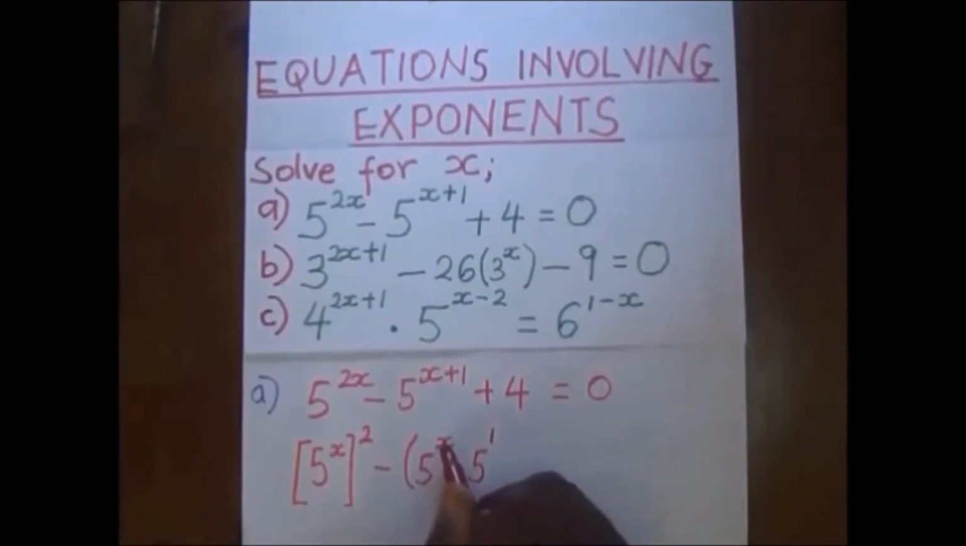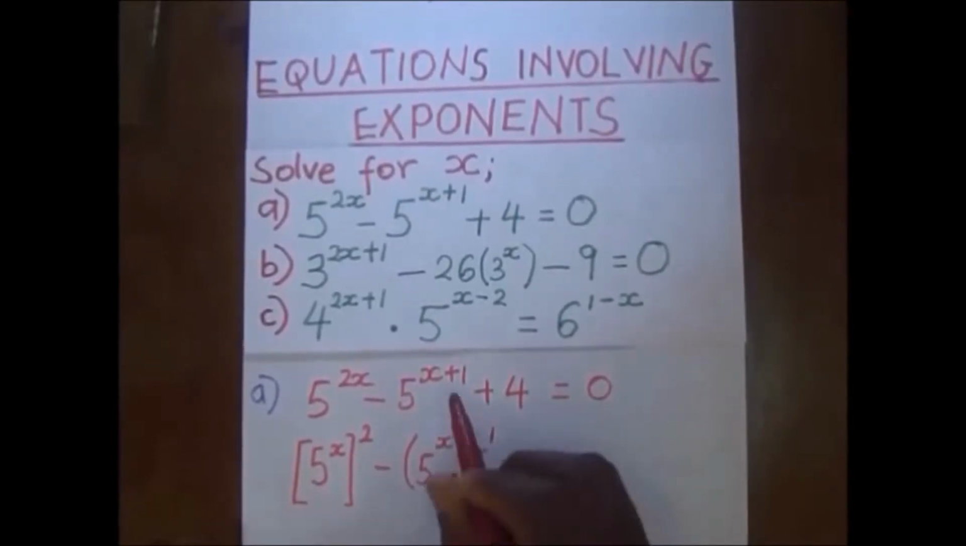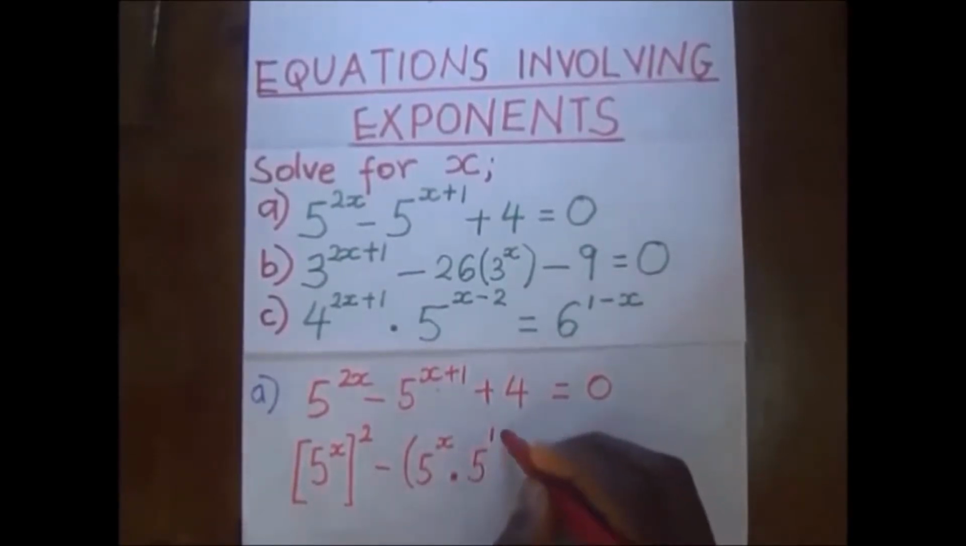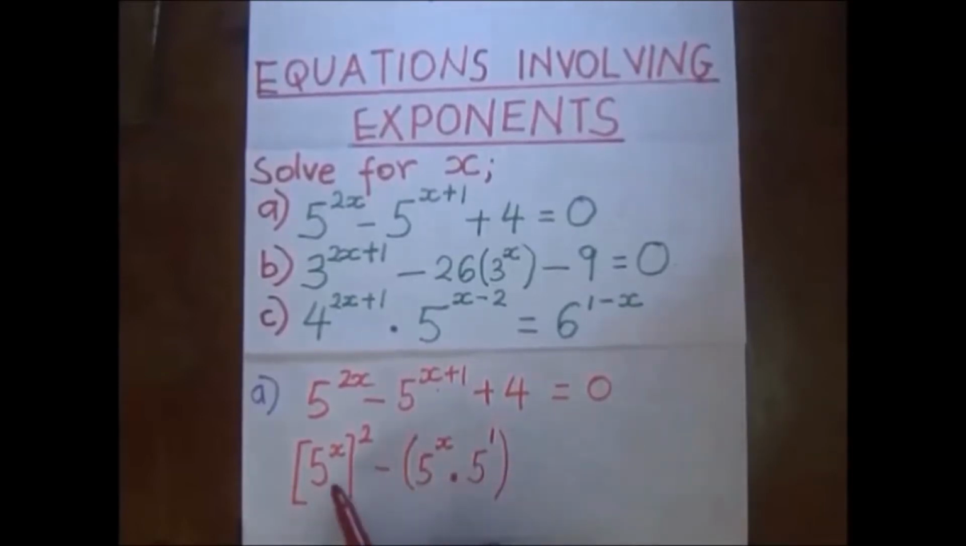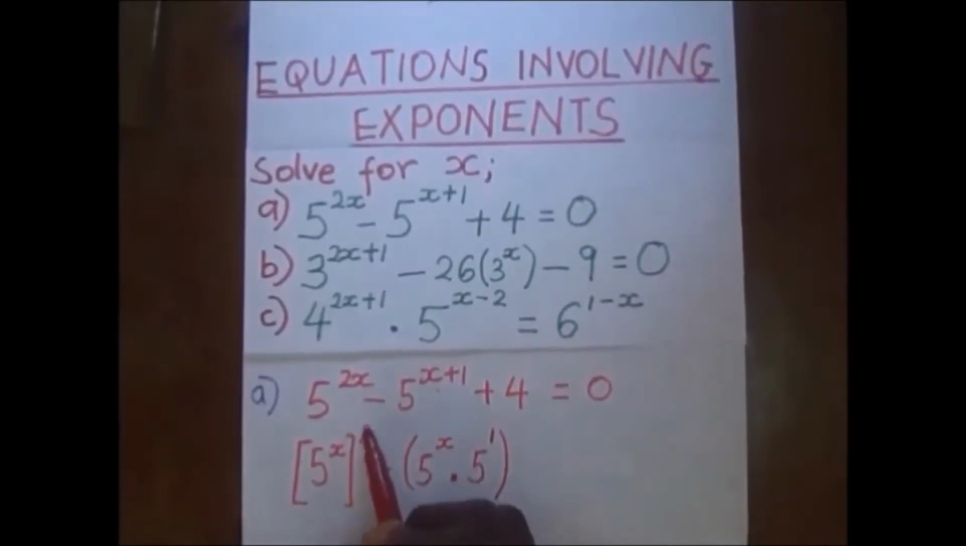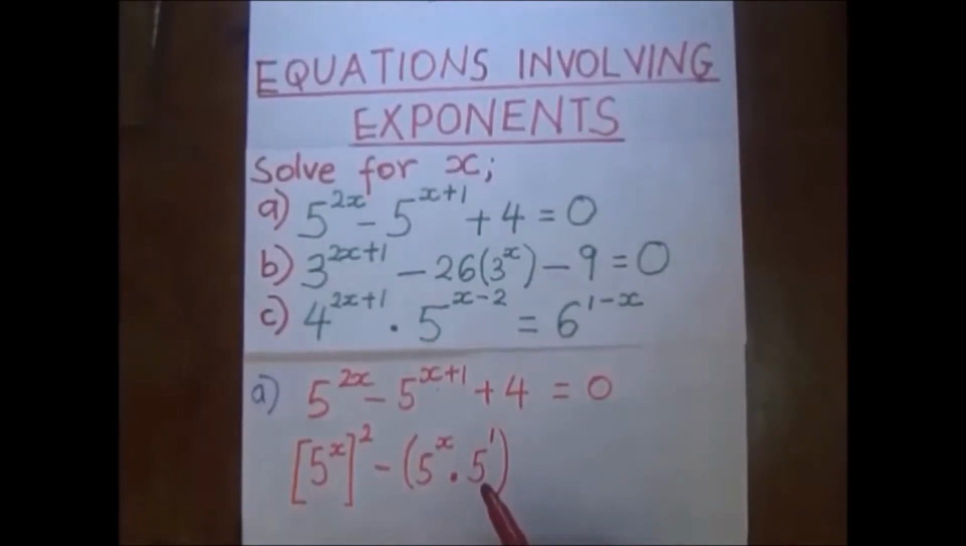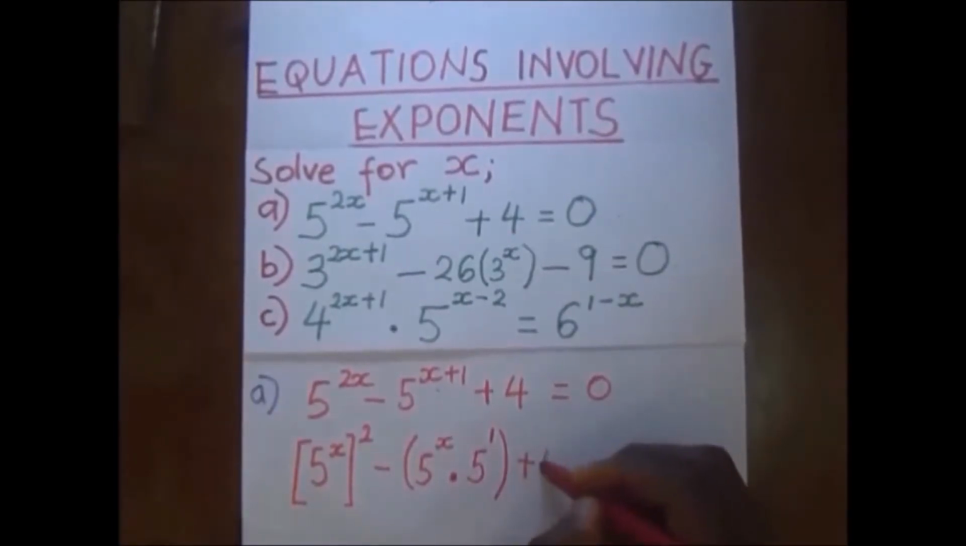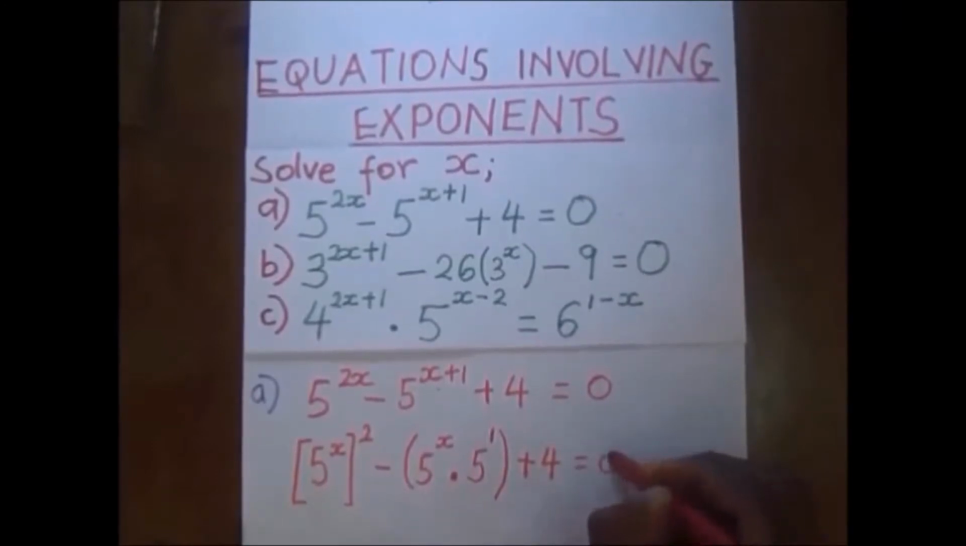Because when you multiply 5 to the power x times 5 to the power 1, the base is the same, so the powers were added. All this is coming from the laws of indices. Even this x times 2, these are laws of indices we are applying here. We covered the laws of indices in depth in an earlier video from this one. Plus 4 is equal to 0.